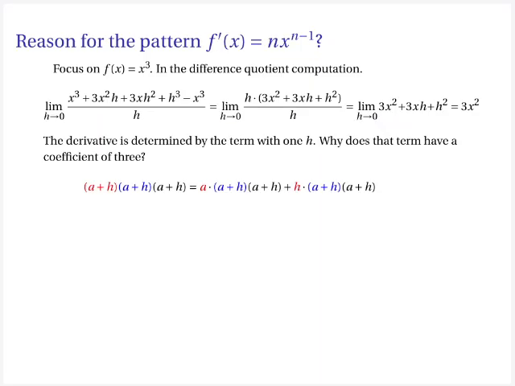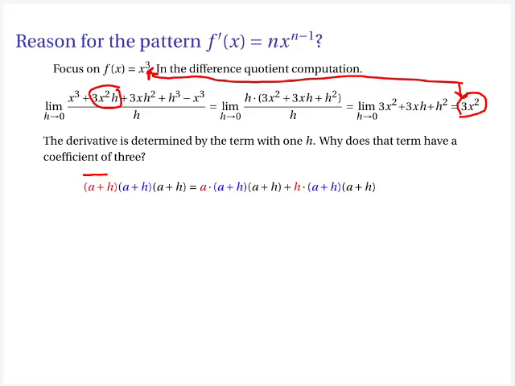So the derivative is determined by the term with a single h. That is to say, this will end up being the derivative because at the end, after I factor out h and put in h equals 0, what will be left standing is the 3x squared. So why does that term have a coefficient of 3? How come when you're looking at cubes, you end up with a coefficient of 3? How come these two things are the same?